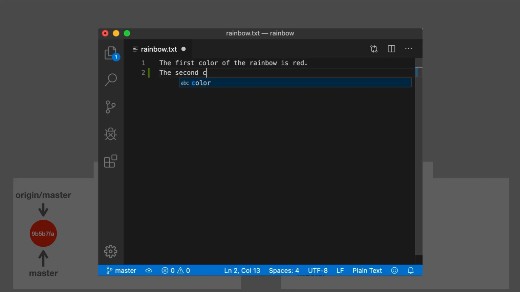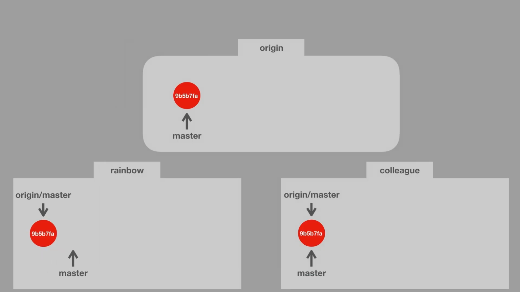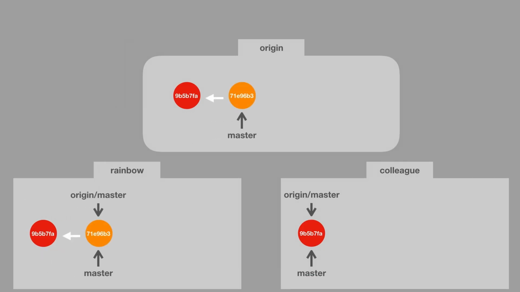Now let's add some work. We say that the second color of the rainbow is orange. We save, and we make our commit. We also push our commit to the remote repository.